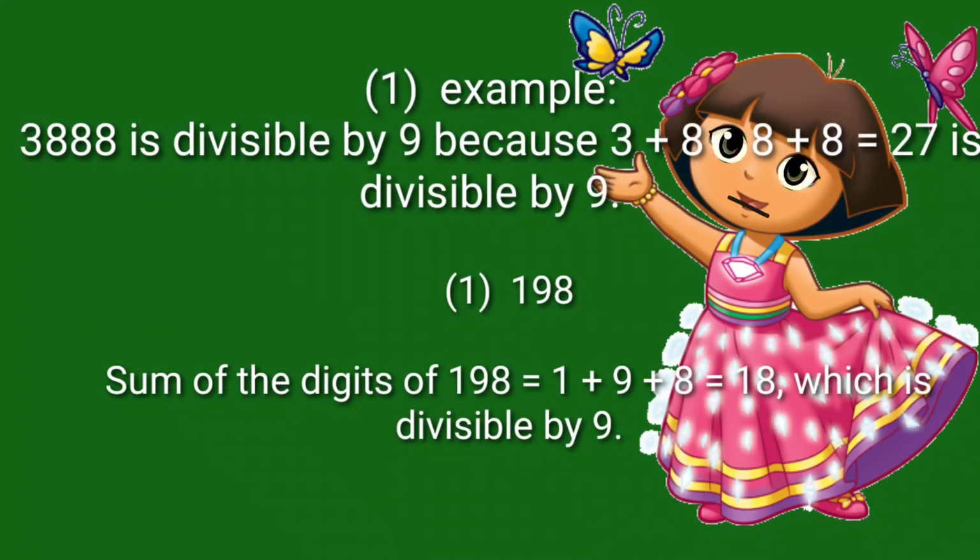Example 2, 198. The sum of the digits of 198 is 1 plus 9 plus 8 is equal to 18, which is divisible by 9.